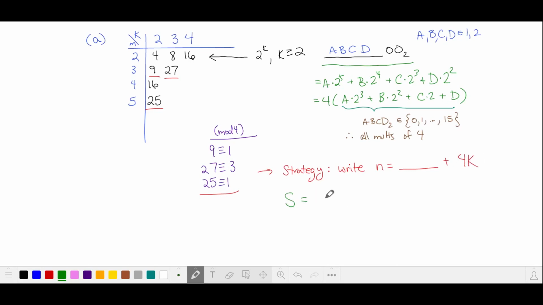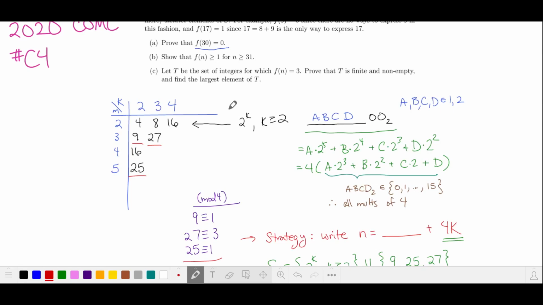So we're going to divide up s into 2 sets, one of which is going to be our first row numbers, from which we can get any multiple of 4, and then these 3 remaining numbers, which we will subtract from n in such a way as to leave behind a multiple of 4. First of all, by inspection, we can see that f of 30 is equal to 0 because we can't sum any of these numbers to get 30.